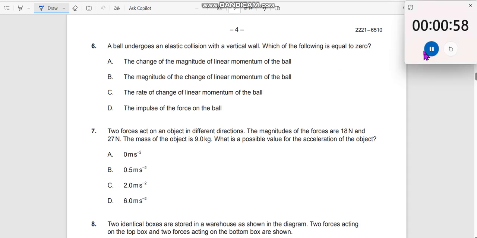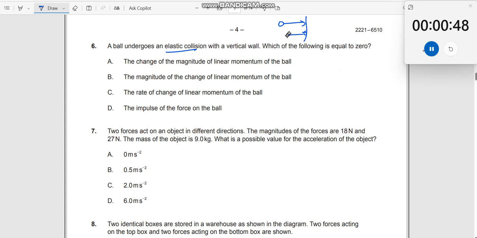Question number 6. A ball undergoes an elastic collision with a vertical wall. So what do you mean by elastic collision? That means energy is not lost. Okay, if v is the velocity of the ball, it goes and hits a vertical wall, it rebounds back with the same velocity. So if mv is the momentum in the forward direction, mv should be the momentum in the reverse direction, but with the negative sign.